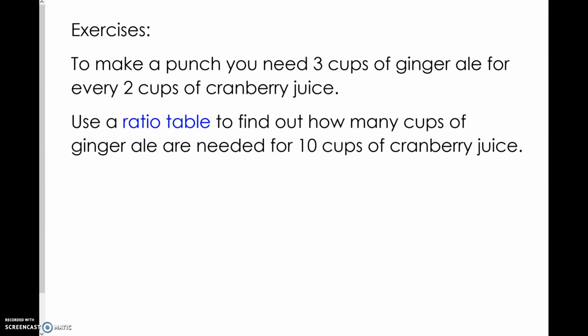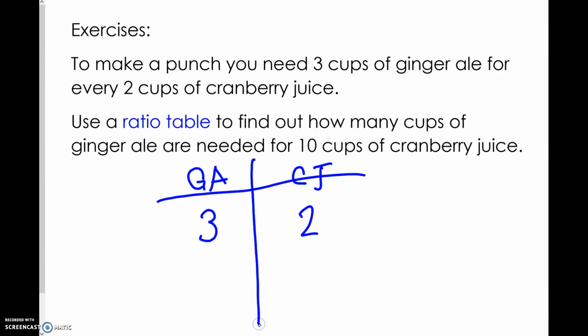Let's try another example. To make punch, you need 3 cups of ginger ale for every 2 cups of cranberry juice. GA, ginger ale, and cranberry juice. So we need 3 cups of ginger ale for every 2 cups of cranberry juice. We can transform this into a table to find out how many cups of ginger ale are needed for 10 cups of cranberry juice. Let's count by 2s. 2, 4, 6, 8, 10.